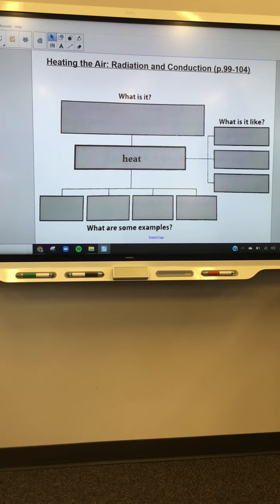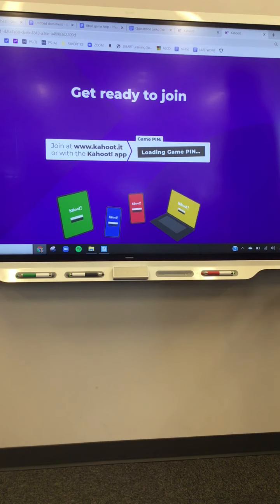Favorite teacher. Right now, you can go to kahoot.it. Favorite teacher, be like, why? Because we're doing a Kahoot. No, you're just always my favorite teacher. Here's the game pin.